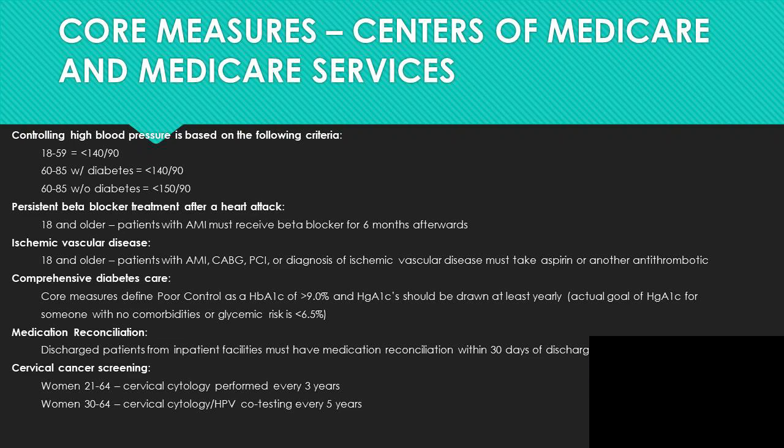And then for comprehensive diabetes care, one of the core measures that's really important is we look for any hemoglobin A1C that's greater than 9.0%. And this indicates very poor control because, as you know, hemoglobin A1C really looks at an average blood sugar for the last 3 months. And hemoglobin A1C should be drawn at least yearly on anyone who has diabetes. And the actual goal for someone with no comorbidities or glycemic risk is less than 6.5%.